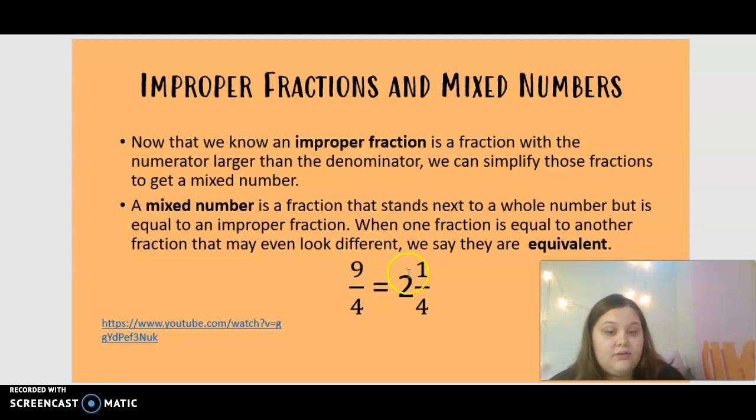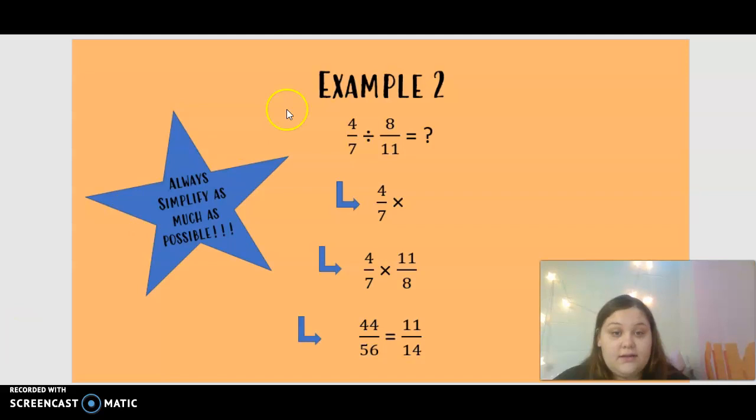We get 2 and 1/4 out of 9 over 4 by going from an improper fraction to a mixed number, and the equivalence is that both of these are the same value. So now that we understand improper fractions, mixed numbers, and the term equivalent, write all of those definitions down on your vocab sheet, write down any notes, any questions you have, and we're going to move on to our second example, which is our last one of the day as a class.